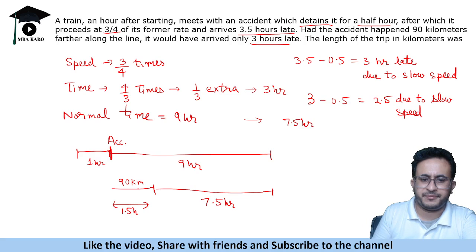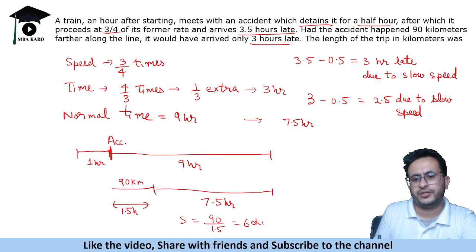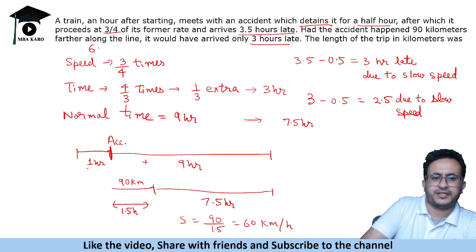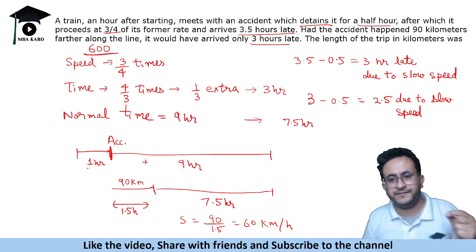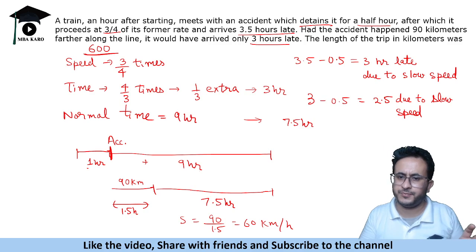If you cover 90 kilometers in 1.5 hours, then speed is 90 by 1.5, which is 60 kilometers per hour. Now if the normal speed is 60 kilometers per hour, how much are you traveling? You are traveling for 10 hours. So the length of the trip is 600 kilometers. So it's a very beautiful question, and this is the way to solve it, logically understanding the concept of time, speed, distance.